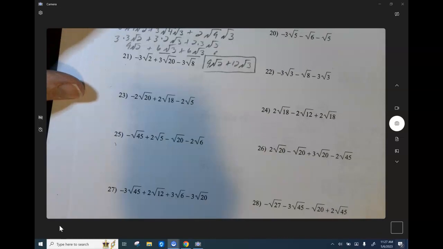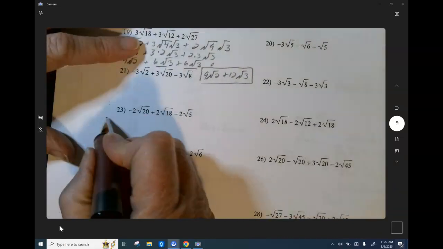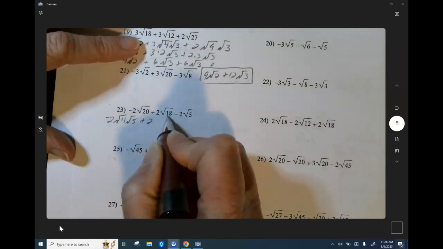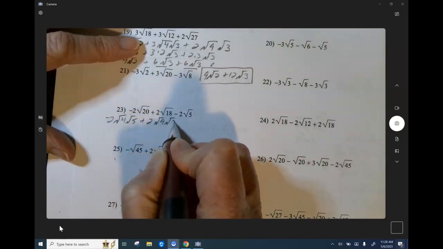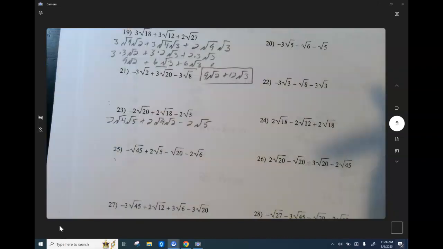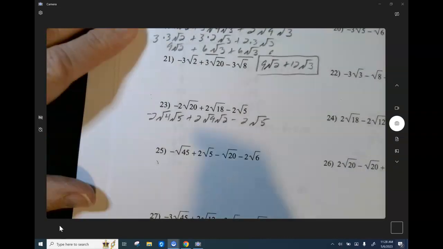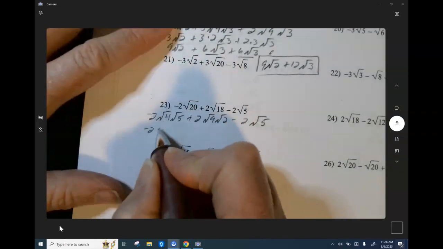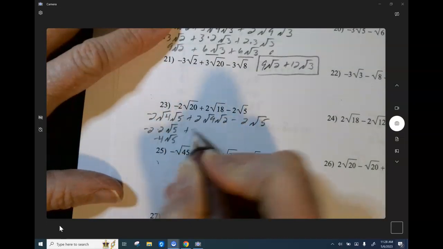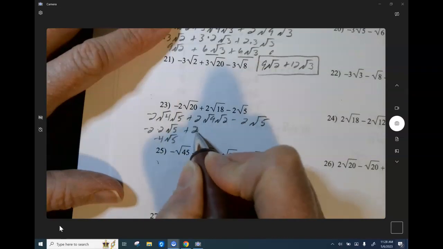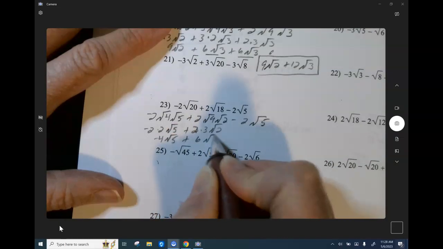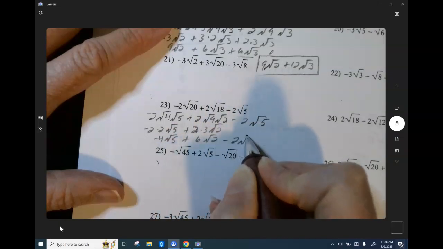Yeah, let's do another one. Okay? So here we go. Negative 2, 20 breaks into 4 and 5. 18 breaks into 9 and 2. And 5, of course, doesn't break down. So we get, I'm sorry, I should have made that closer before. Negative 2, square root of 4 is 2. So that gives me negative 4 square root 5. 2 square root of 9 is 3. So I get 6 square root 2 minus 2 square root 5.